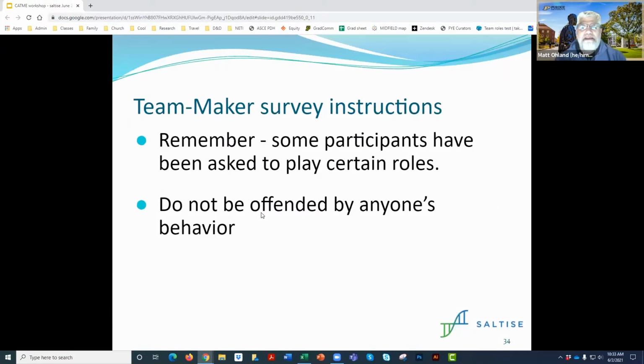Remember that even in the team formation process, some participants have been asked to play specific roles. Don't take it personally based on what you might see was someone's response to the team formation survey or any of the naughtiness they might be trying to perpetrate. We'll discuss all of that in a bit.